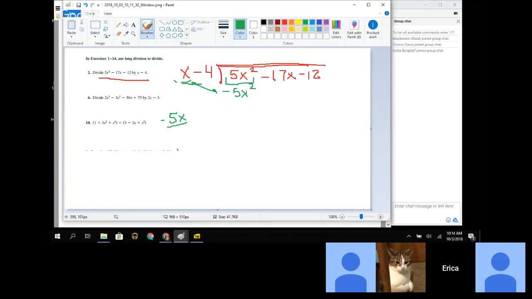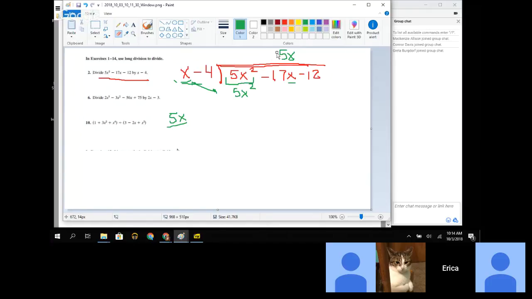Now, when I write that into my long division problem, I'm going to put it over top of the same order. So see how this is just an x and this is just an x. So I'm going to put negative 5x over top of there. Oh, I'm doing this wrong in my head. Sorry. I don't need this to be negative because when you do long division, you subtract.